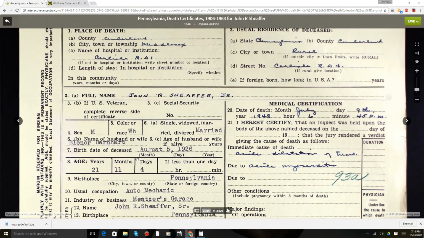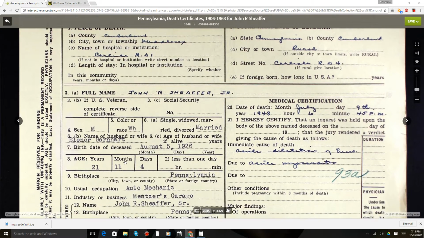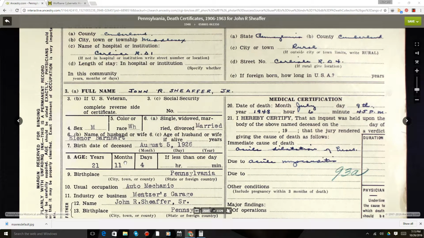You can get some great information out of a death certificate, some of the best information that you will find in your research, over a broad time span as well. So this is always a go-to area for researchers.